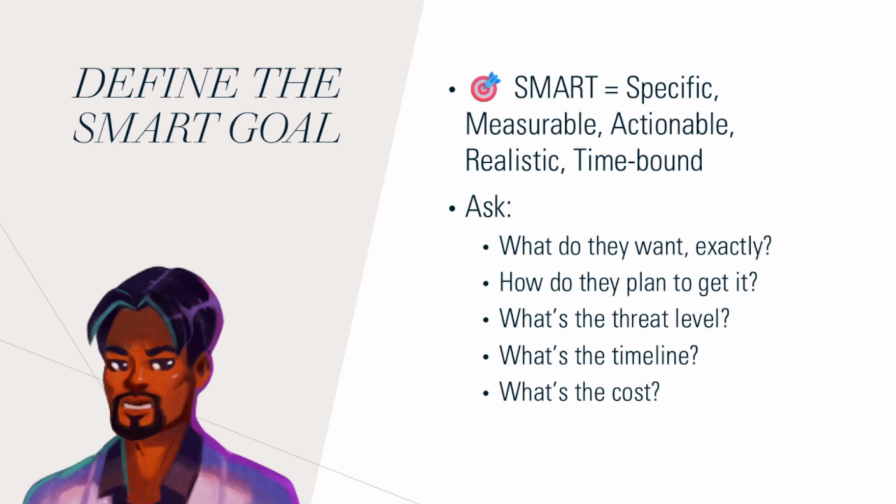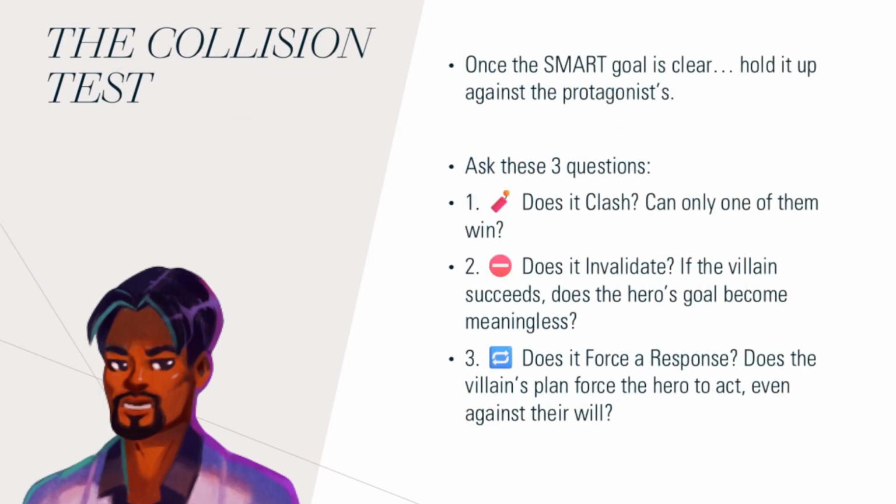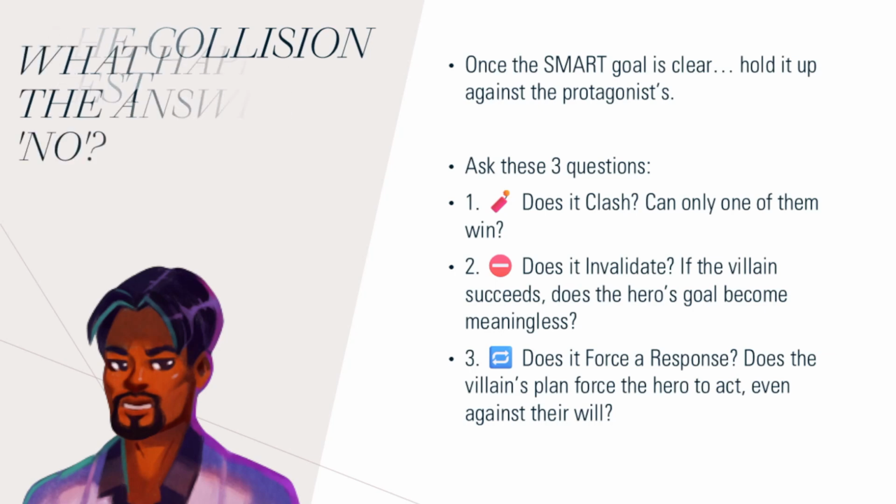Now, here's where things are unique for the antagonist side of this. Once you define their SMART goal, you take that goal and hold it up against the protagonist's pursuit and ask, does it clash? Can only one of them win? Does it invalidate? If the antagonist wins, does the hero's goal become meaningless? Does it force a response? Does the antagonist's pursuit force the hero into action, even if they don't want it?